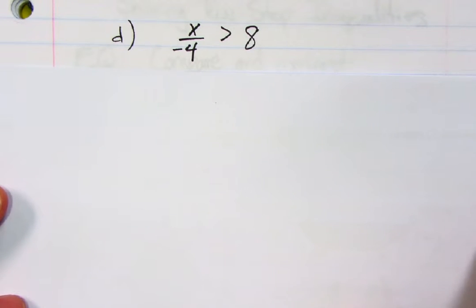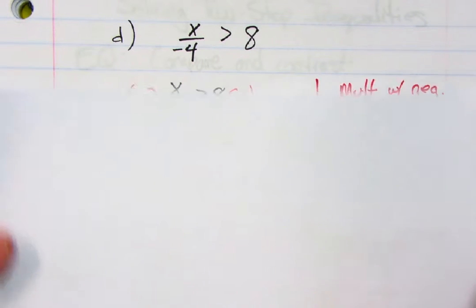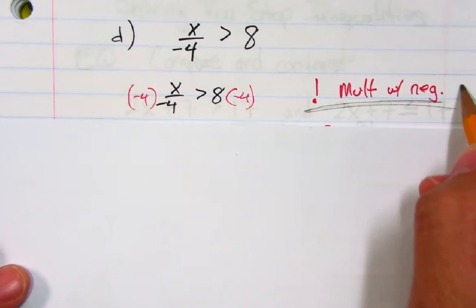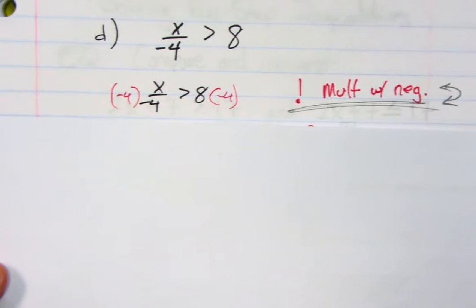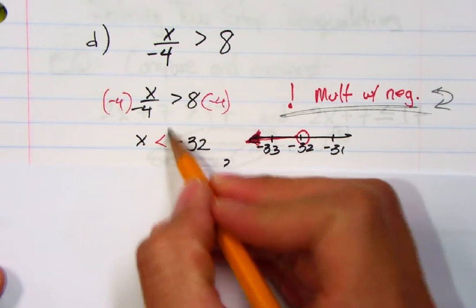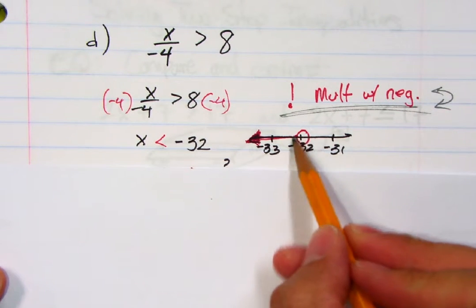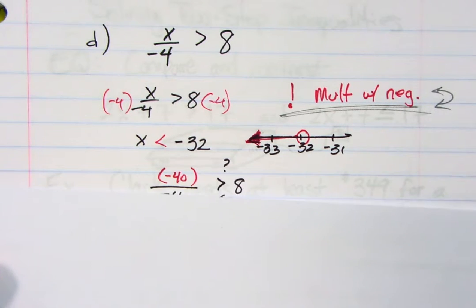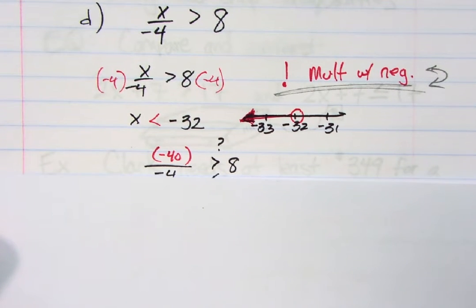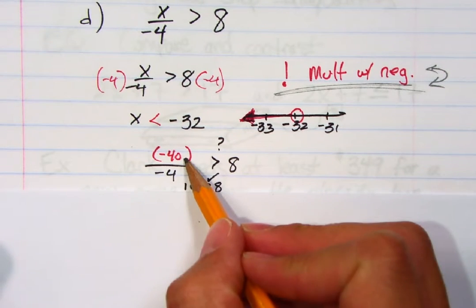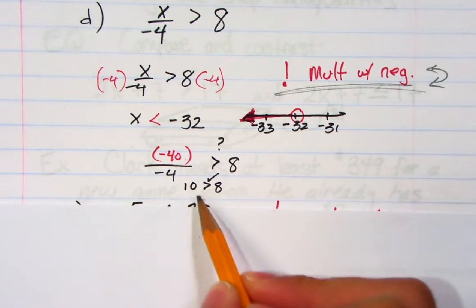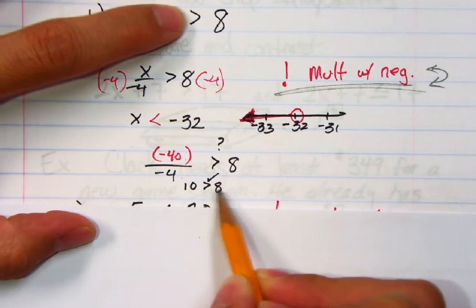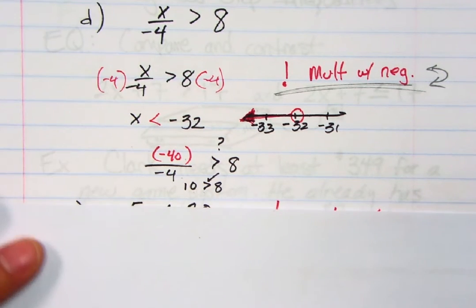All right, let's try this next one out. What did you get? Okay, I would have multiplied both sides by -4. I'm multiplying by a negative, so that tells me to switch the inequality symbol. That turns into a less than now. And I say, okay, open circle at -32, and all the numbers less than that. I just choose a number less than -32, which is, I chose -40, to make it easy for myself. Double check, and it should work out. -40 divided by 4 should be bigger than 8. And it is. 10 is bigger than 8.